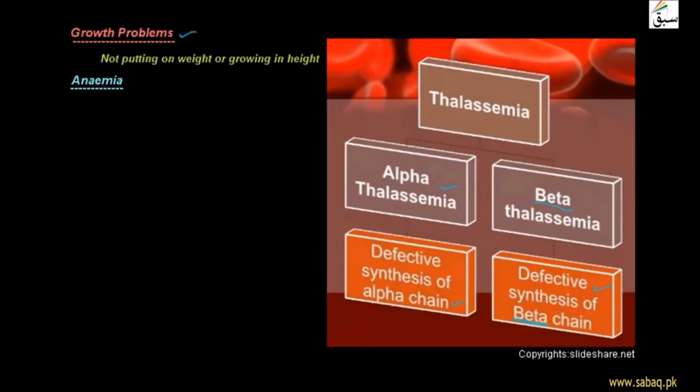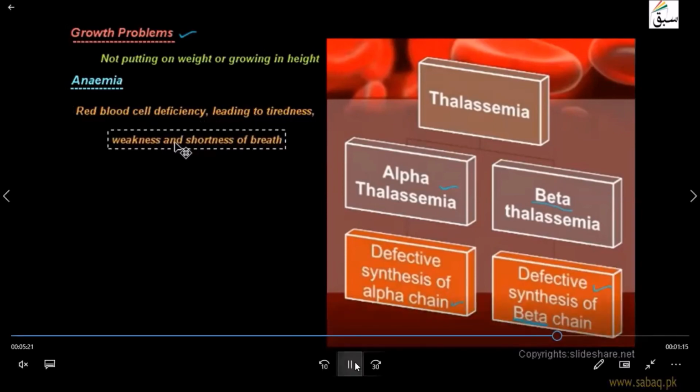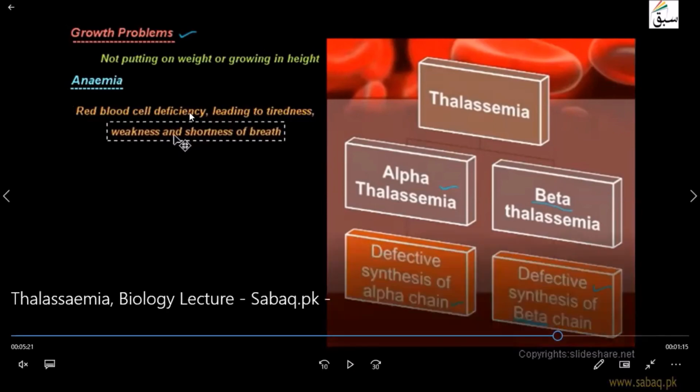Next is anemia, because RBCs are destroyed. They are not destroyed actually, they are destroyed at a rapid rate. Plus, they are not formed properly. So the oxygen complex will not be formed, and hence red blood cell deficiency will be there, leading to tiredness, weakness, and shortness of breath, because oxygen will be limited.